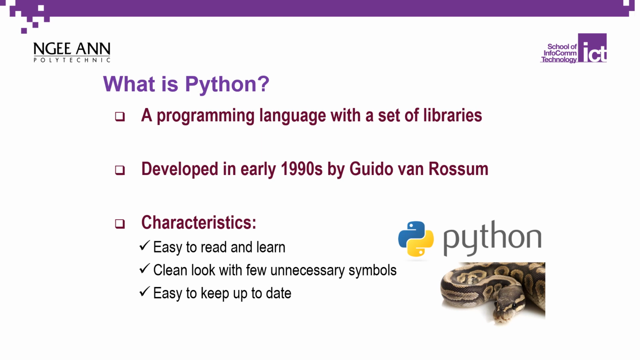Python is a general-purpose, high-level programming language with a comprehensive set of libraries. You can use Python for everything from developing desktop graphical user interface or GUI applications, websites and web applications, to data analytics, machine learning, and mathematical simulations. It was developed in the early 1990s by Guido van Rossum.